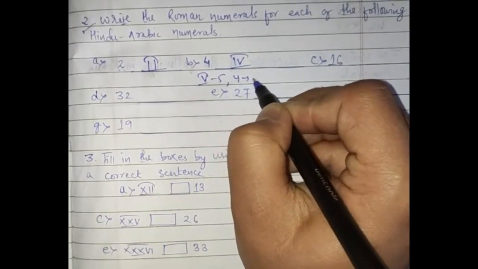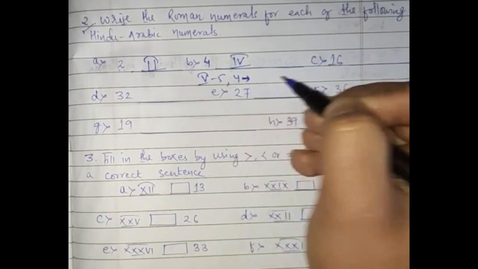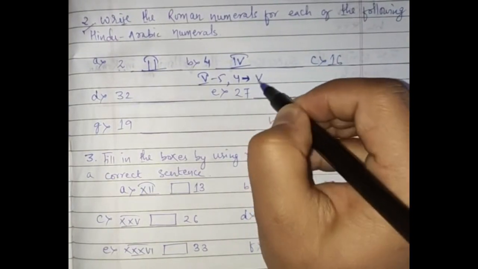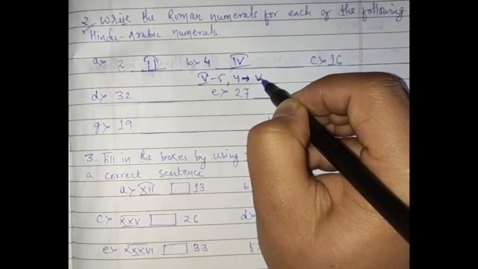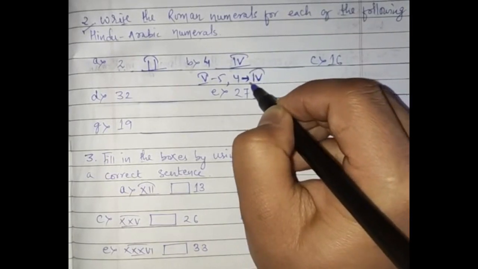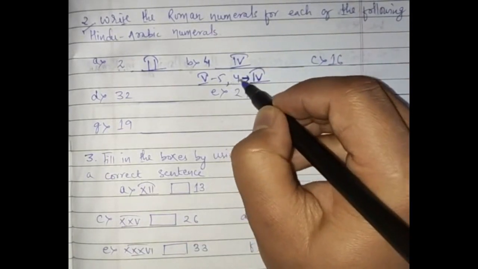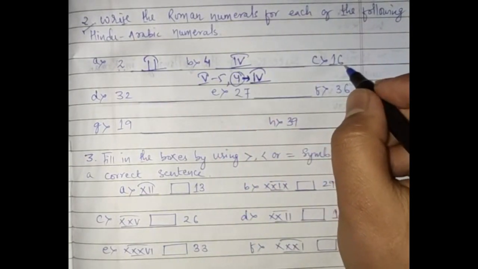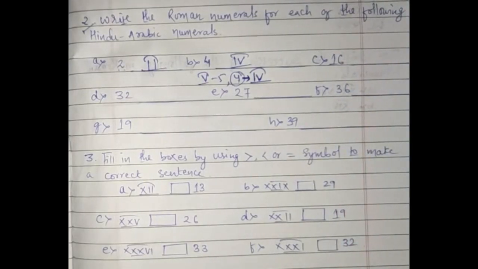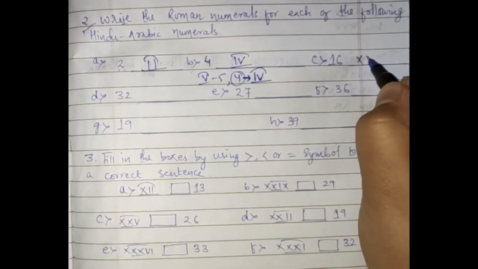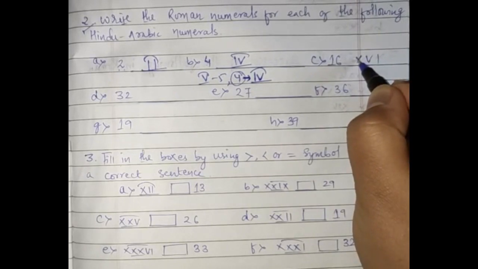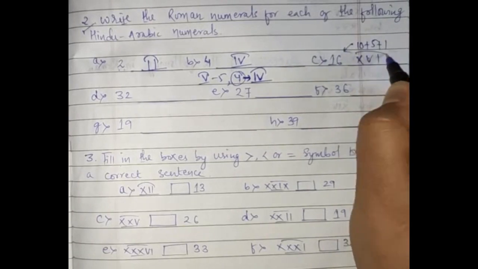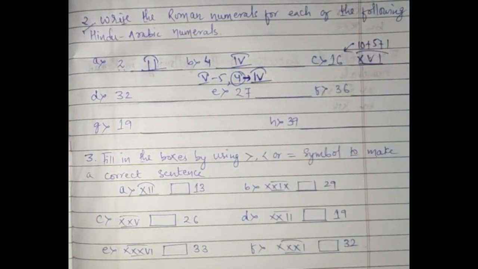So to write this 4, we have learned in our last class that you have to write the Roman 5 on the right hand side and I on the left hand side, so that it will make 4, because 5 minus 1 will make 4, right? Similarly 16 can be written in the form of XVI, because X is for 10 plus V is for 5, then plus 1, it is 16. So in such a manner you will write the Roman numerals also.